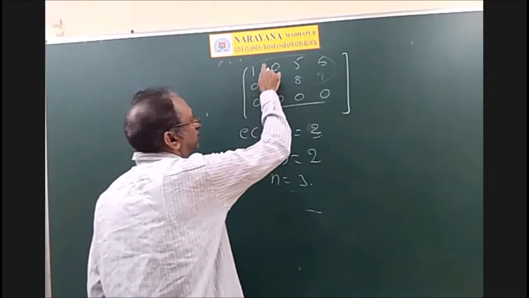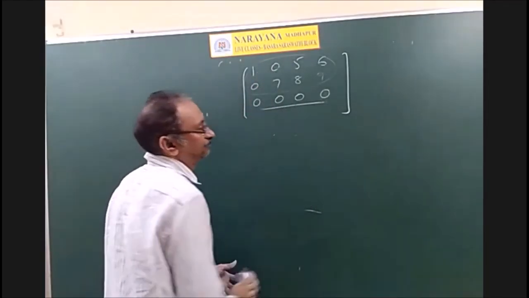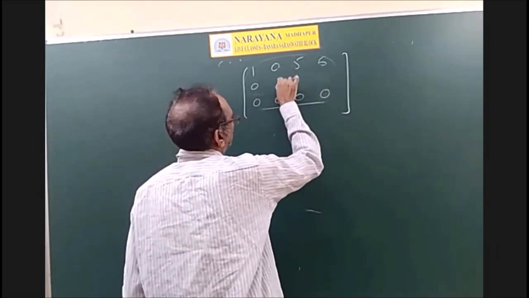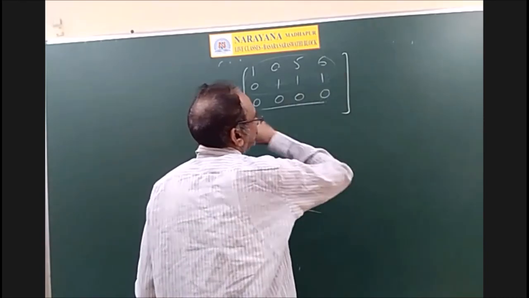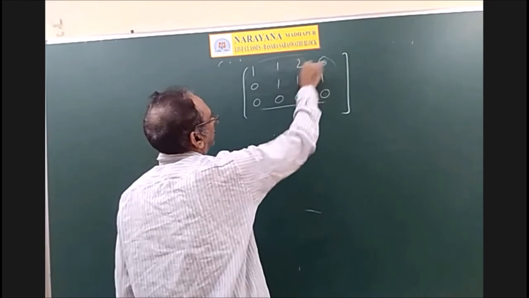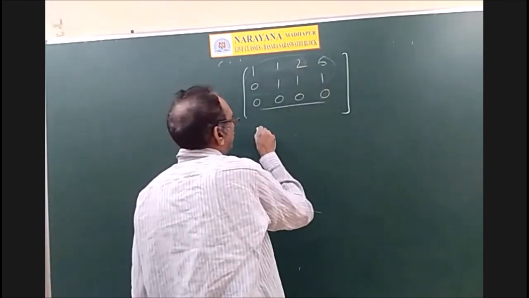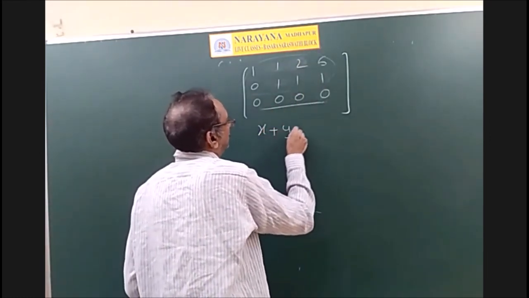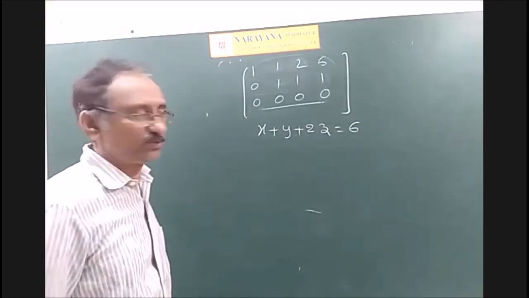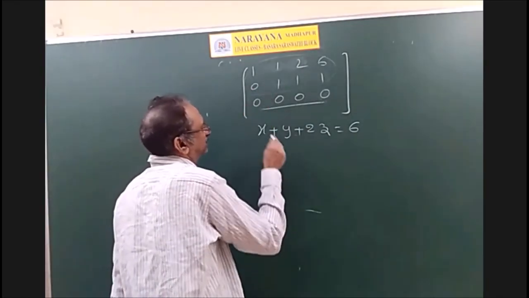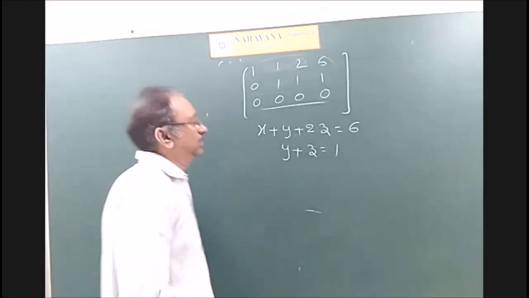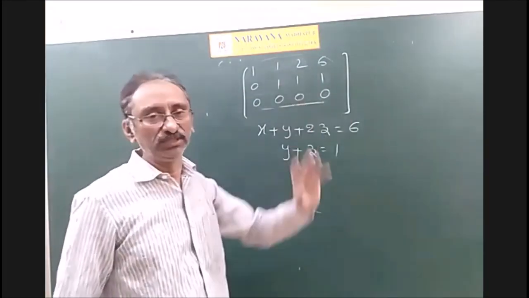Now we'll go to these two rows. Suppose I take some easy ones: 1, 1, 1 like this, and this is also 1, 1, 2 like this. If you expand that, what happens? 1 into x plus 1 into y plus 2z is equal to 6. That is one row. And the next row: 0 into x is cancelled, 1 into y plus 1 into z is equal to 1. So no use of this row, this is 0 is equal to 0.